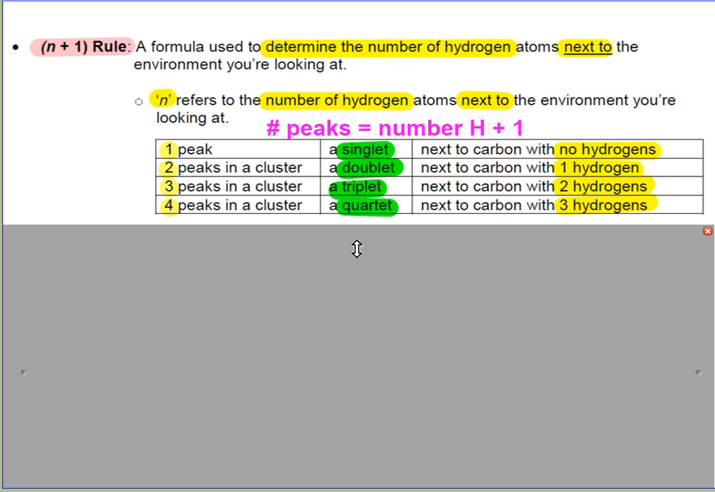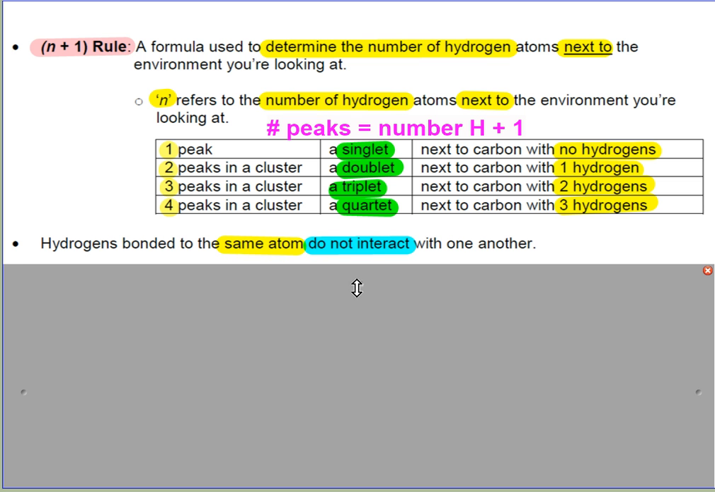Now, there are a few rules that go along with this about determining whether or not to count certain hydrogens. Firstly, hydrogens that are bonded to the same atom, the same environment that you're looking at, do not interact with one another. So for example, if you're examining a CH3 environment, don't consider the other hydrogens on that exact carbon. Okay? Only look to the carbon next to it to find the hydrogens that are nearby.